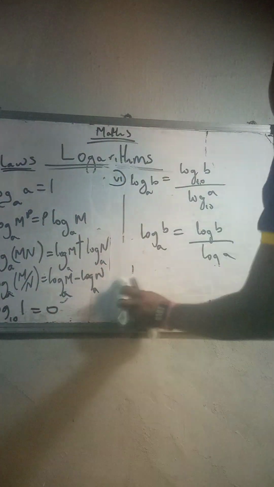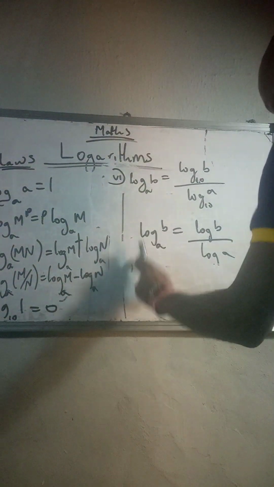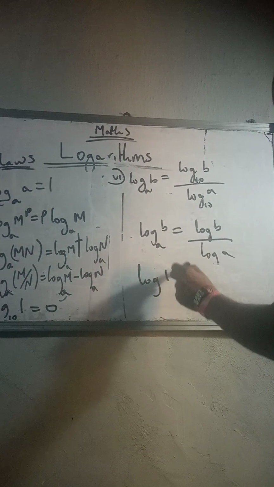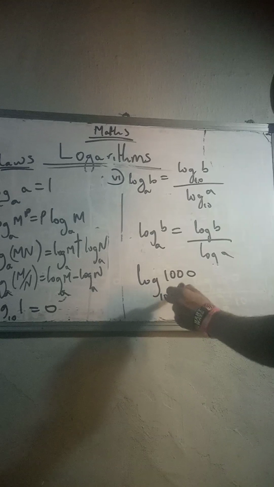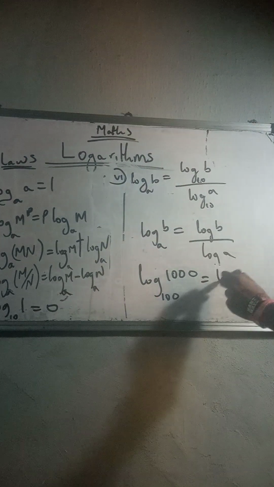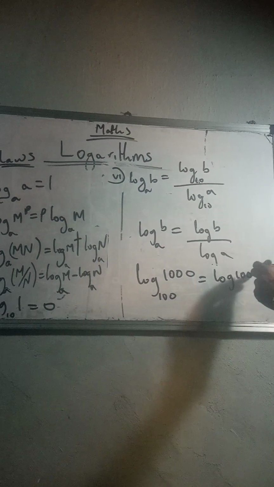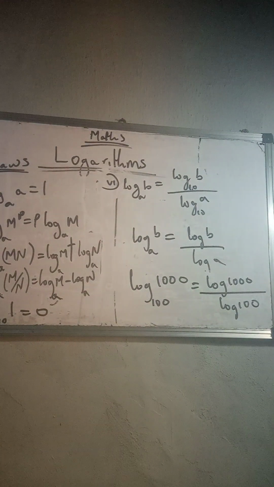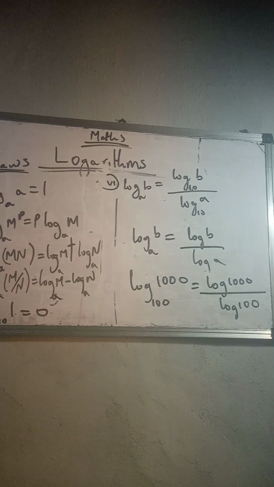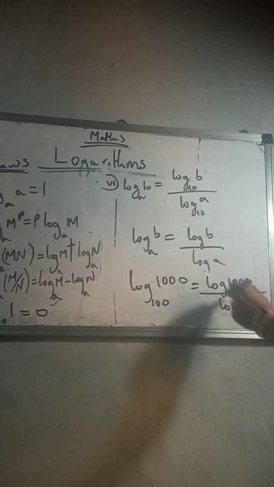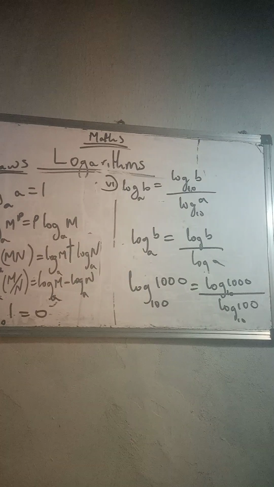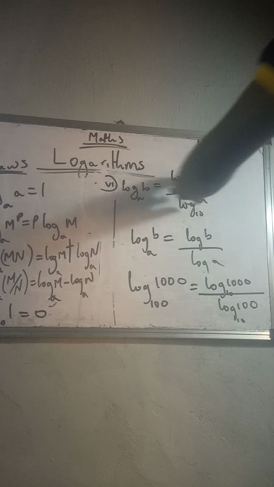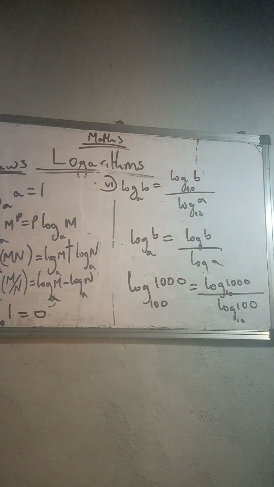Let me give you other examples on this so that we look at it critically. Let's say log 1000 and the base is 100. This can also be written as log 1000 over log 100. Take note of that. The base here becomes 10. It's a simple way to actually convert to base 10. Please take note of this last rule. This rule is not really common, but having an idea of it will really help you.